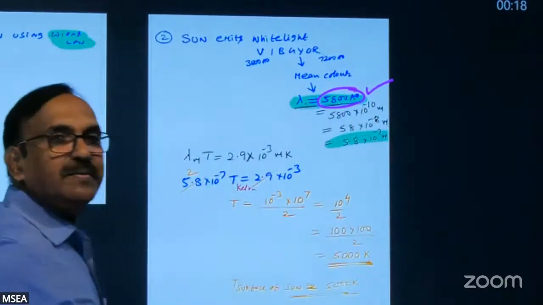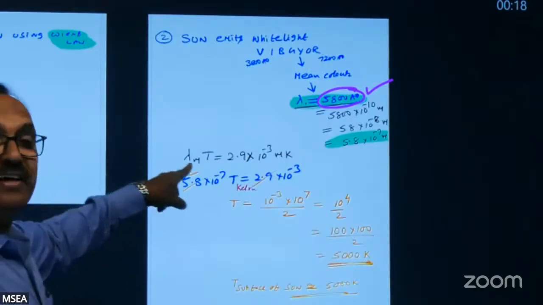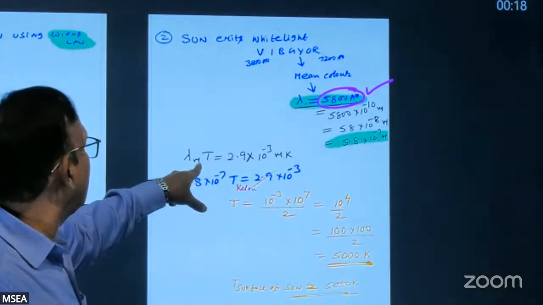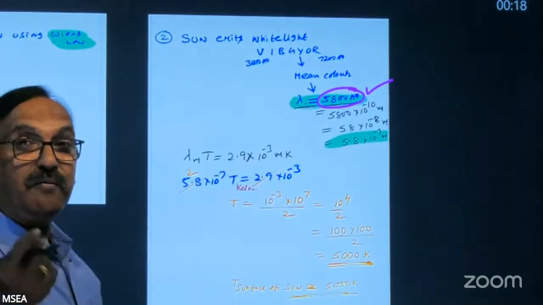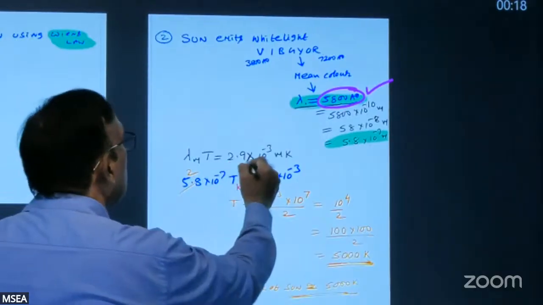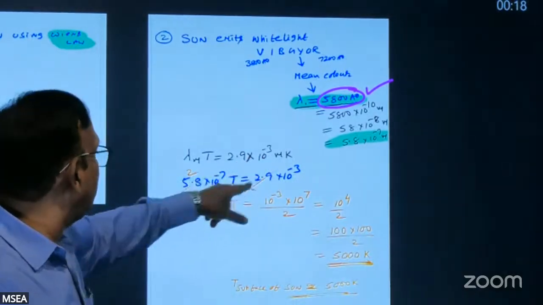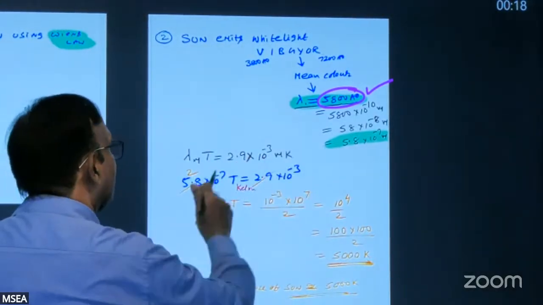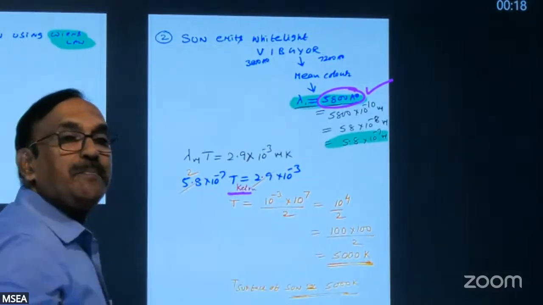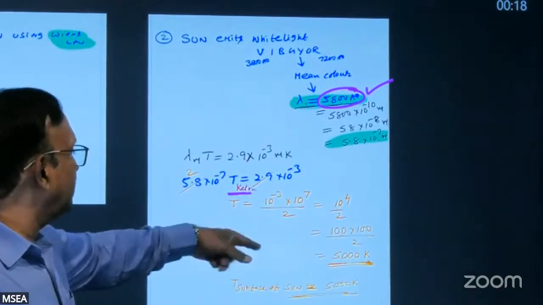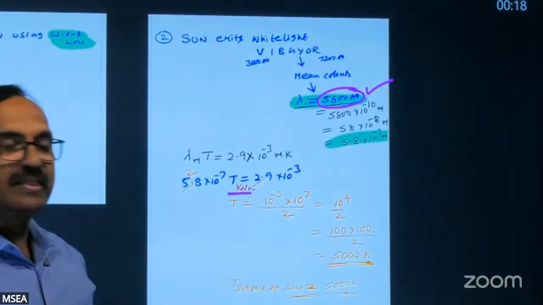Convert angstroms to meters. Then you know Wien's law. Wien's law says that the wavelength corresponding to the maximum spectral radiancy times T is a constant: lambda m into T is a constant. What is Wien's constant? You should be well aware of it: 2.9 into 10 to the power minus 3 meter Kelvin. You know the wavelength, so from this you have to calculate the temperature of the sun. You will get a temperature of the order of around 5,000 Kelvin.